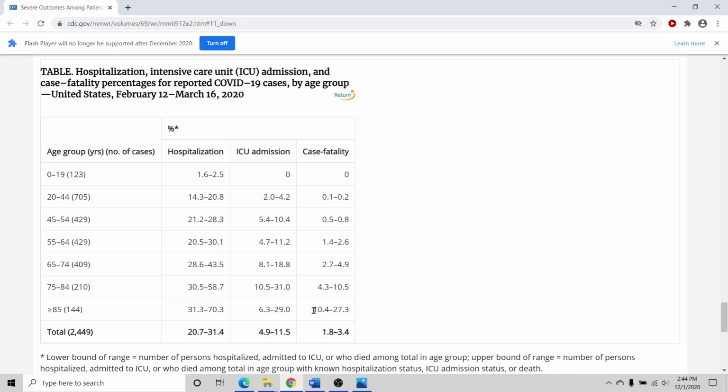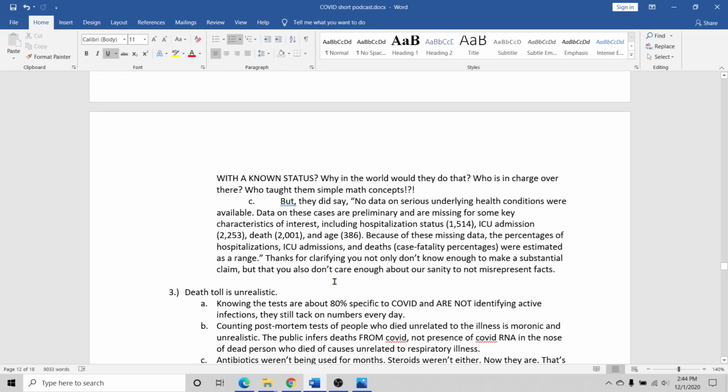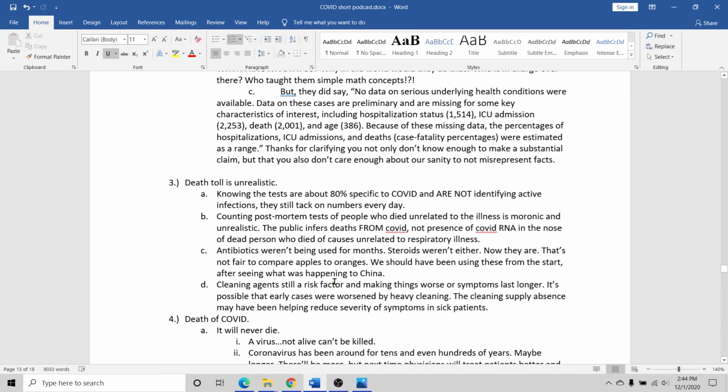Well, what case fatality? What do you mean 10 to 27%? Either you died from it or you didn't die from it. You can't have 10 people who died from it and 27 people who died from it all in the same 100 people. You have to have a number here. So somebody over at the CDC is not very good at math. It's extremely misleading. It's very, very fearful, and I just don't think that that's very kind to do.